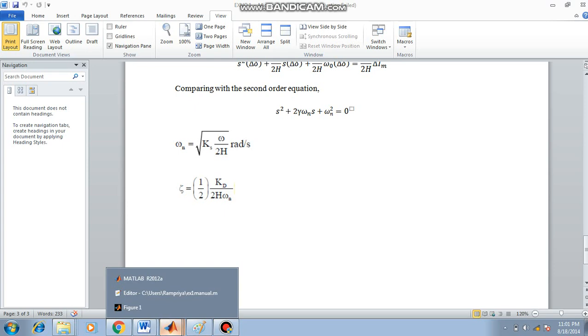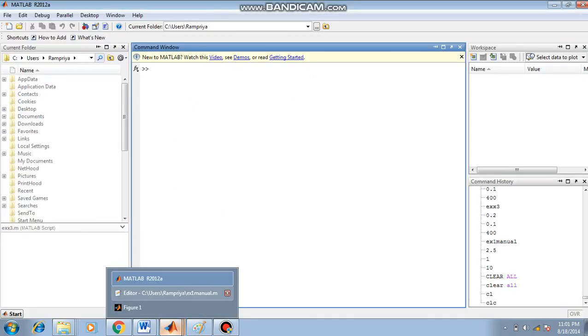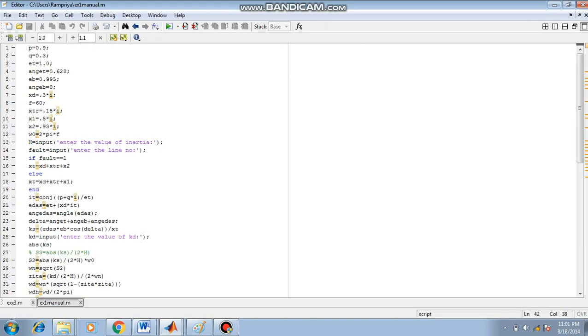For that we can write a MATLAB program. So we can open MATLAB, and in that I can open it and show you the MATLAB program. So here first you write the input quantities, real power all in per unit: real power P 0.9, reactive power Q 0.3, and the terminal voltage ET is 1. Then angle of ET in radians is 0.628, and EB is 0.9995. Then angle of EB is 0.